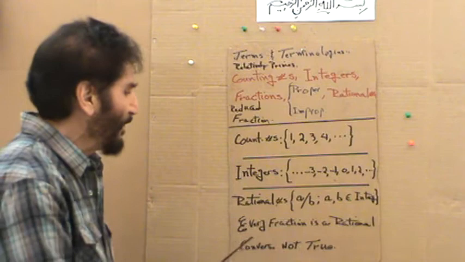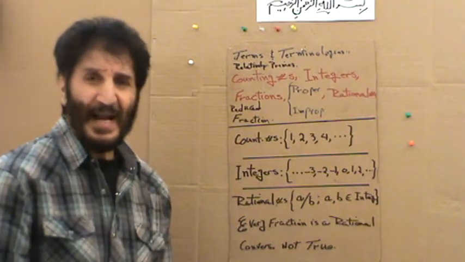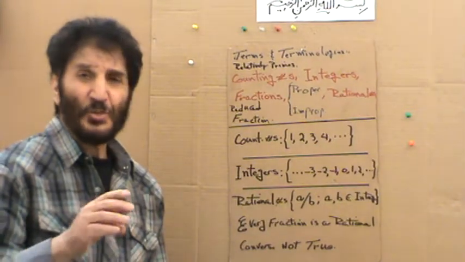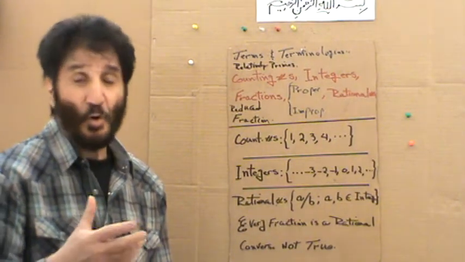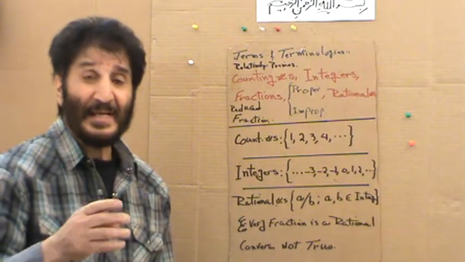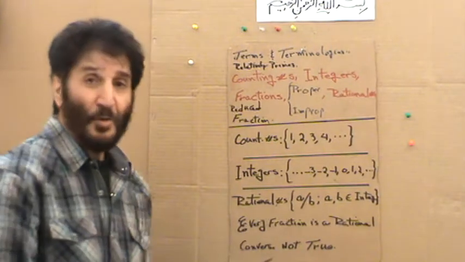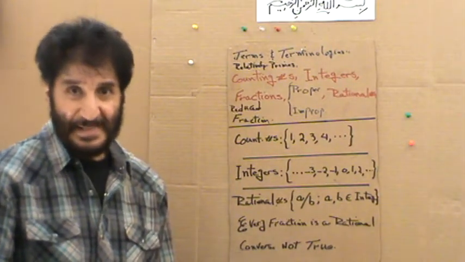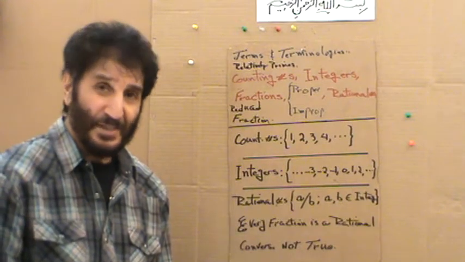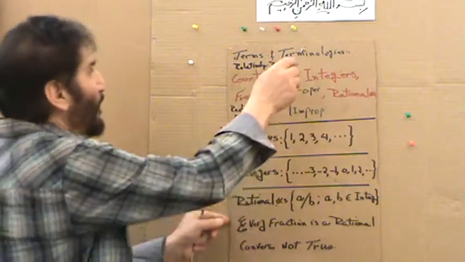And then every fraction is a rational number. The difference is that a fraction is a ratio of two positive integers, either a proper or improper fraction, whereas a rational number can be positive or negative. So that's the difference when you hear the word rational and when you hear the word fraction. Okay, we are done with this.